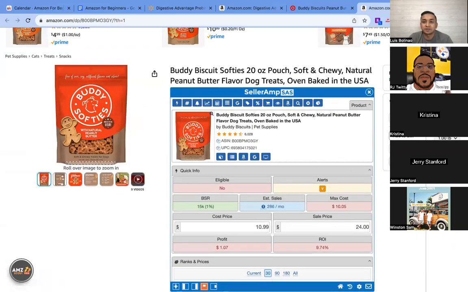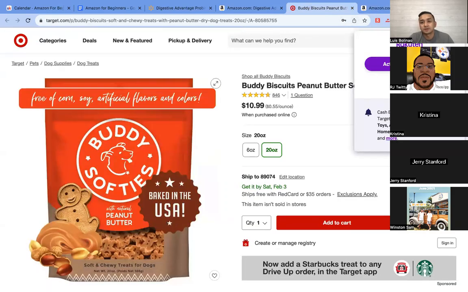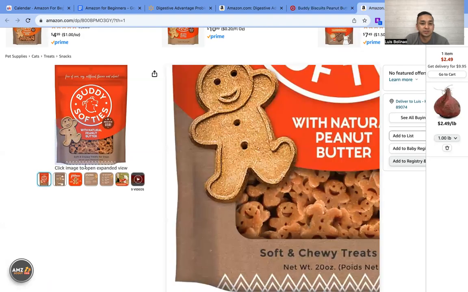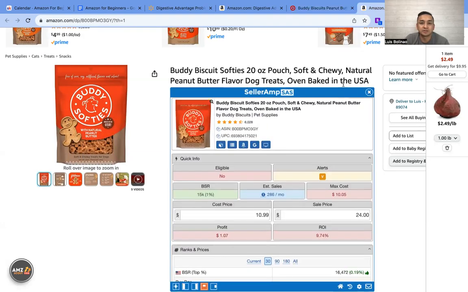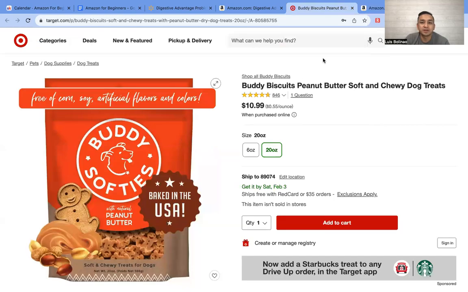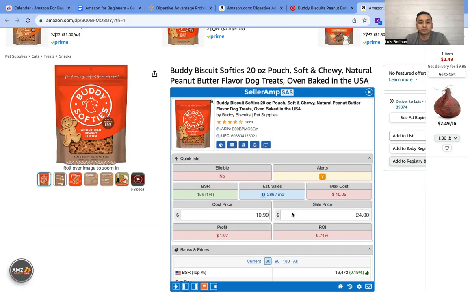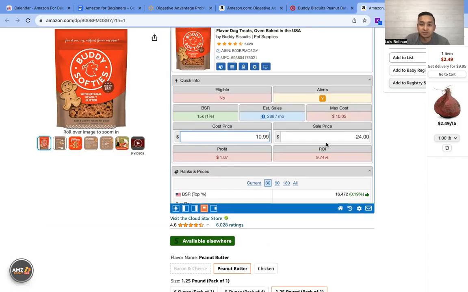This one's another variation. The next product, what is this? Oh, it's a doggy treat. $10.99. So 20 ounce size. Yeah, 20 ounce. Same brand. Peanut butter, okay. So same products, right? Cost is $10.99. Sale price is about $24.